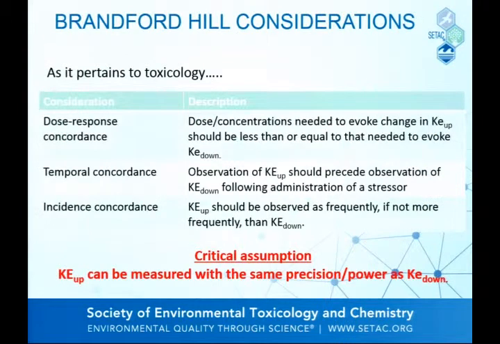Oh, and as was brought up earlier, the critical assumption in all this is that we can actually measure these different events with the same precision and statistical power. So, we may violate this assumption of dose-response concordance simply because we can't measure it as sensitively. It looks like we don't have dose-response concordance because we can measure the downstream key event with 10 times the sensitivity that we can actually measure the upstream event. So that has to be factored into the equation.